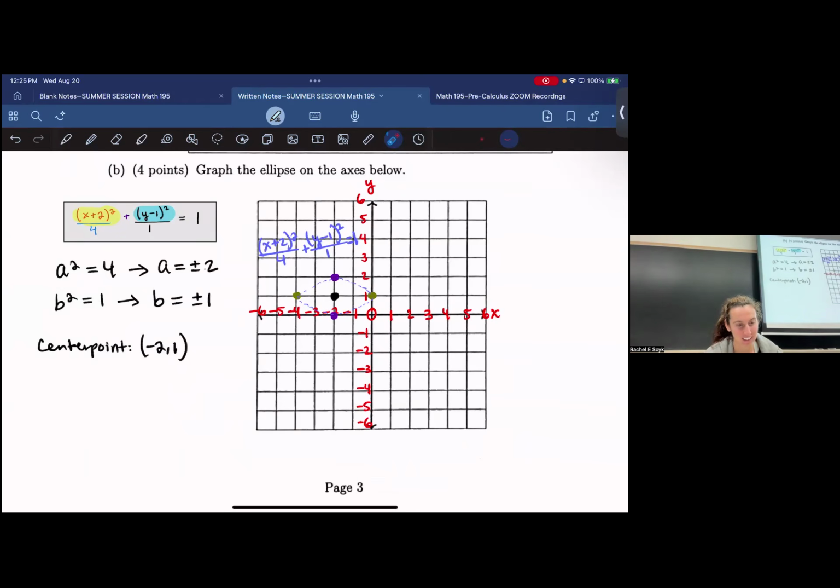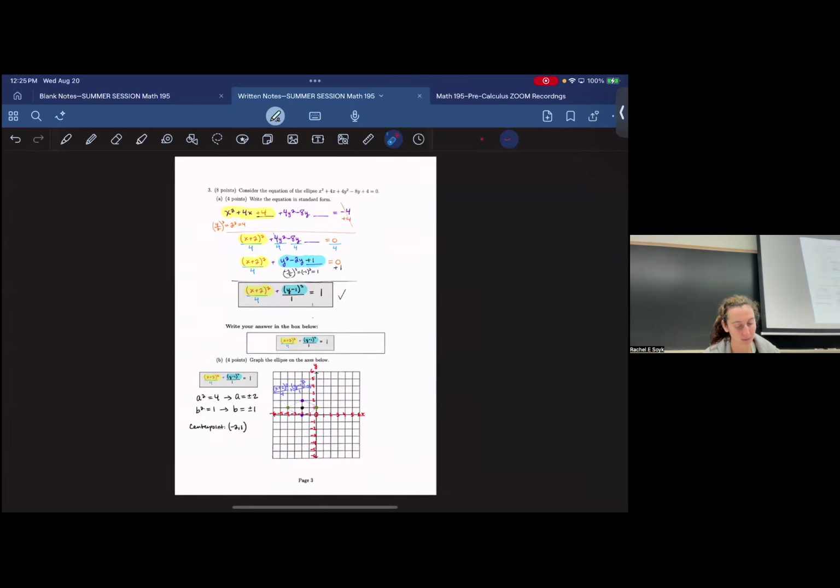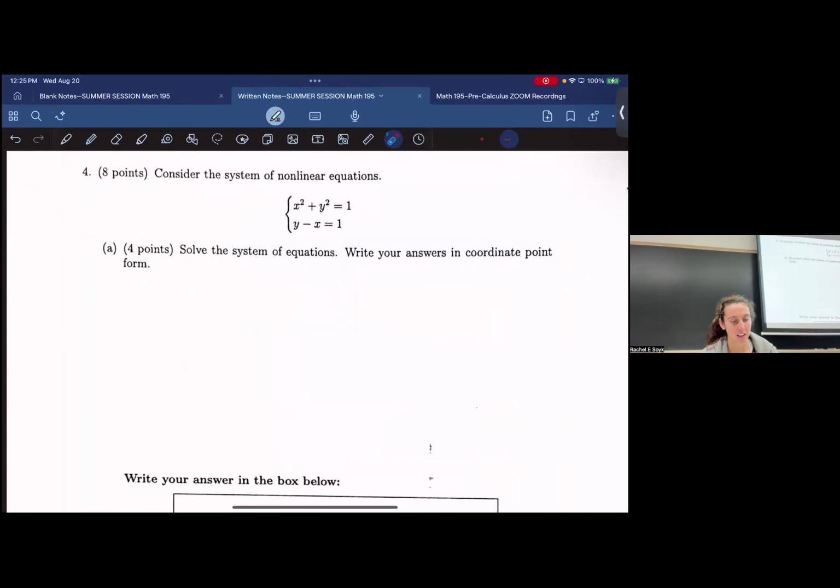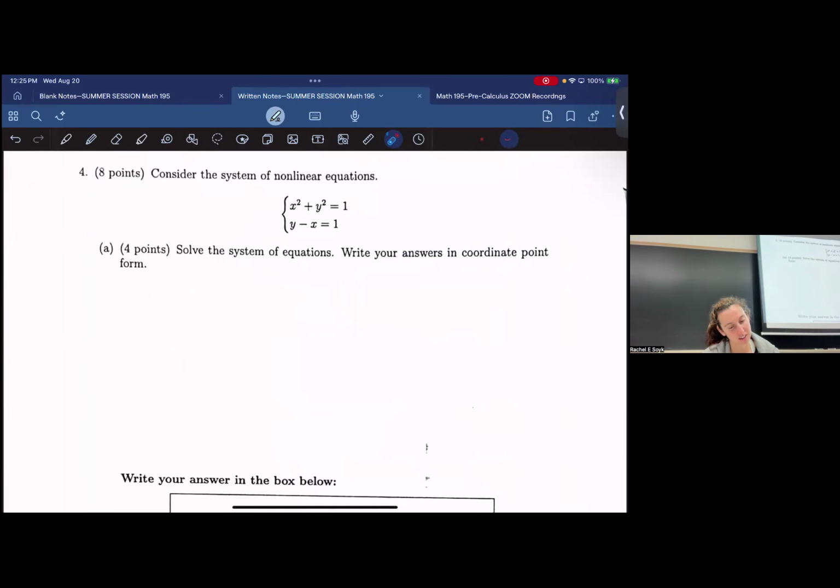All right. Let's move on to the next question. System of nonlinear equations. They don't ask you to solve using substitution or elimination, so you have the freedom to do what you want here. I'm going to personally just do substitution.